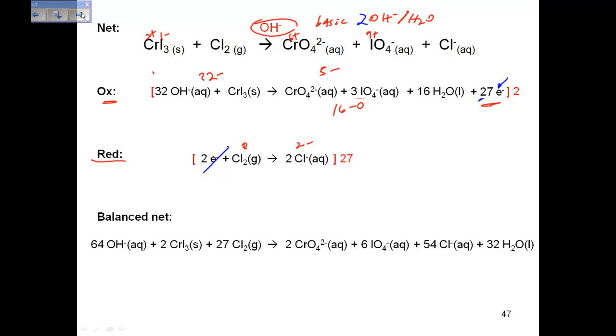As for charges, you've got 64 minuses. So I have 64 minus on this side. On the other side I have 2 minuses, that's 4 minus, 6 minus, that's 10 minus, 54 minus, that's 64 minus.